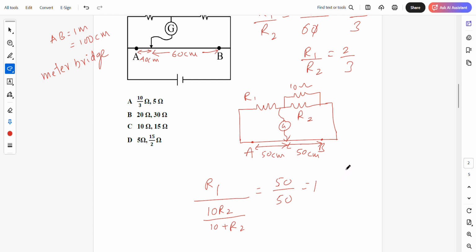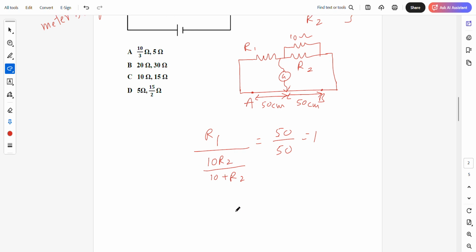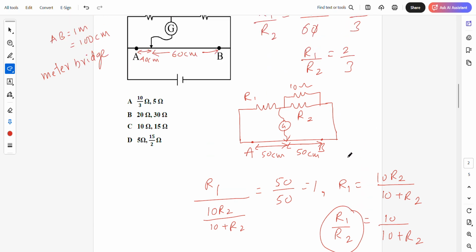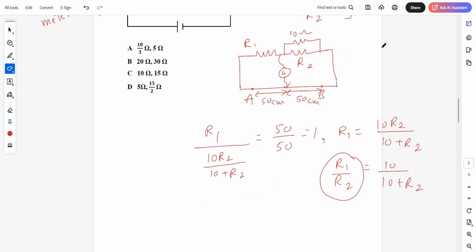The same can be written as R1 is equal to 10 R2 divided by 10 plus R2. So from here I can write R1 by R2 equal to 10 divided by 10 plus R2, because I know the value of R1 by R2. How much? 2 by 3, right? Now 2 by 3 is equal to 10 divided by 10 plus R2.